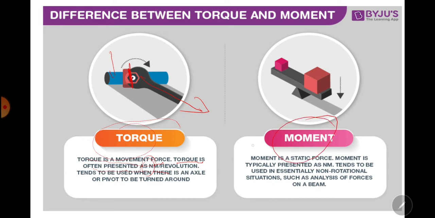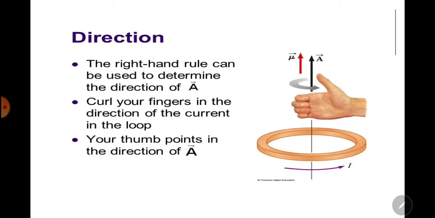Spanner. Moment is a static force. Moment is typically presented as Newton meter. It tends to be used in essentially non-rotational situations, such as analysis of force on a beam. So moment is a static force, used in a static situation. Now keep the fingers in the direction of rotation. The thumb will give the direction of torque.